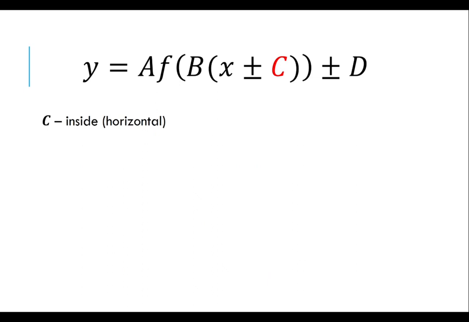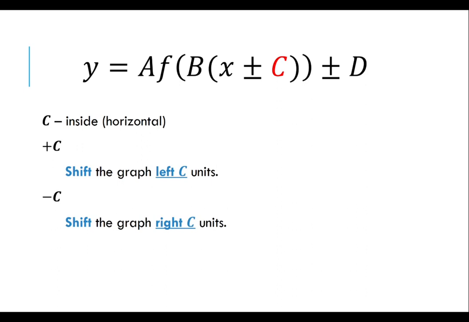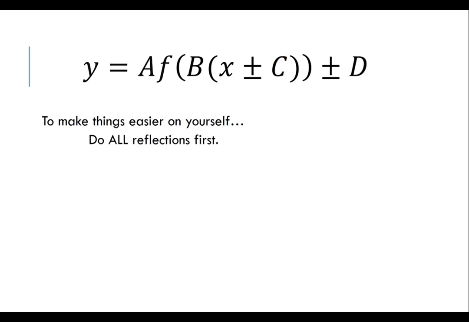Then considering C, it's inside, it affects horizontal. If we add C, because it's inside and horizontal, it works backwards from the way we'd think. It is actually going to move this thing left by C amount. Whereas if we subtract C, since it's backwards, it's going to move it right some C amount. In general, this is the thing. Do all reflections first. Then do your stretches and compressions. Then translate. Translate moving up, down, left, or right based on C and D.